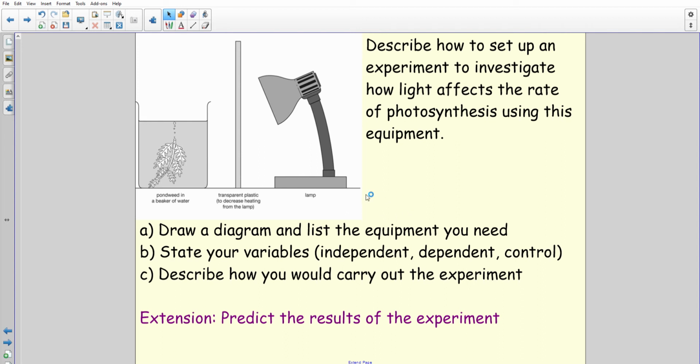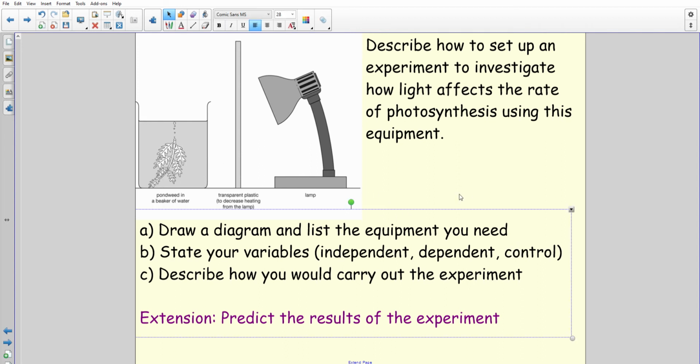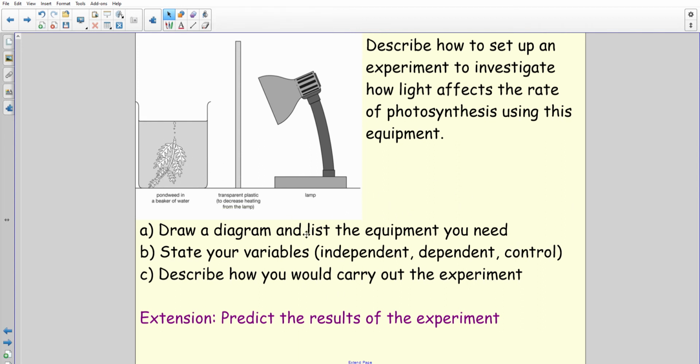What is your dependent variable? How do you measure it? What is your control variable? How are you keeping it the same? Try and be specific. And then I want you to go into a full method, so it should be a full big paragraph, or even more than one paragraph, describing how you will carry out the investigation. And if you're done, can you predict the results of the investigation?